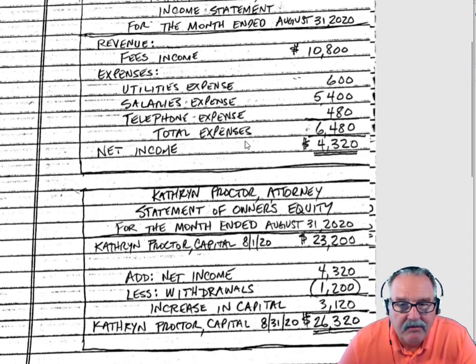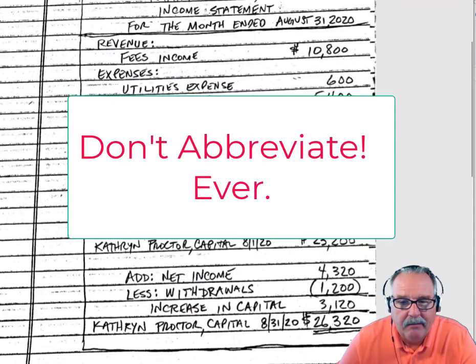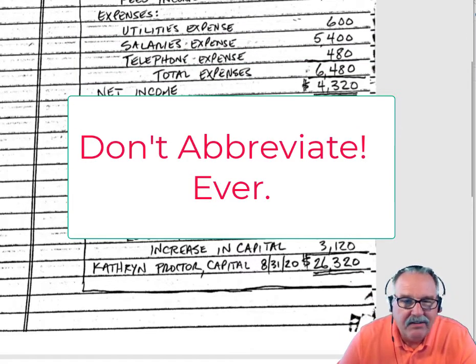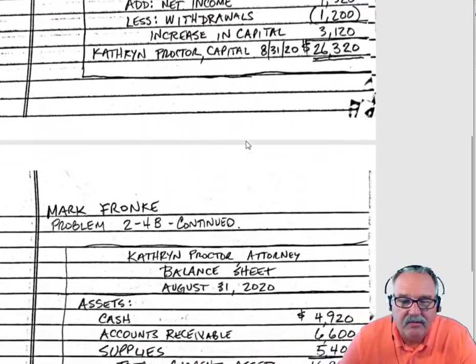Do not abbreviate. That's a bad habit. We don't do that in accounting. Don't put SEP for September. Don't put DEC for December. Write the words out. Even things like accounts receivable.